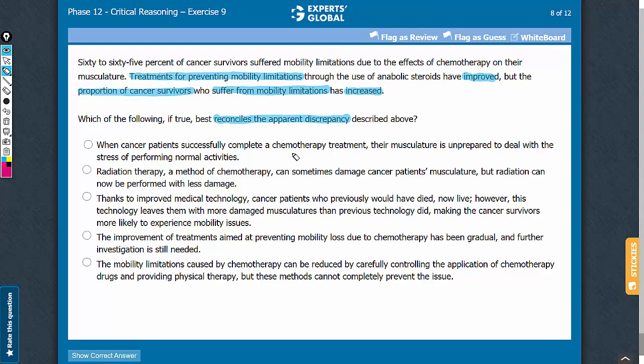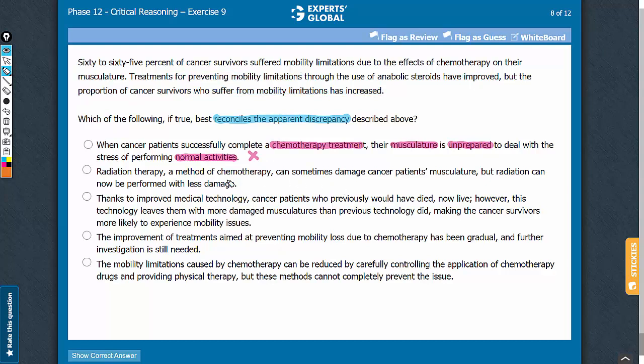Answer choice A. This answer choice talks about the effect of chemotherapy treatment on musculature and says that the musculature is unprepared for normal activities. So this answer choice supports the fact that after chemotherapy, many cancer patients go through mobility limitations. However, this answer choice does not suggest why there is an increase in the proportion of cancer survivors with mobility issues when the treatments for the prevention of mobility limitations have improved. So this answer choice is just additional information and does not explain the discrepancy in the argument. So let's eliminate this answer choice.